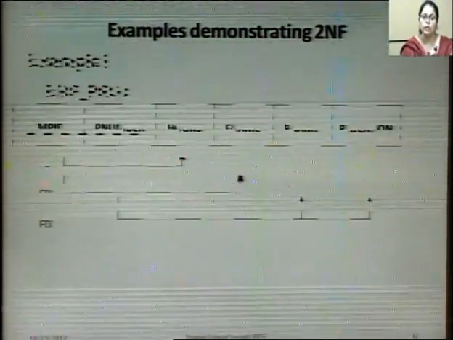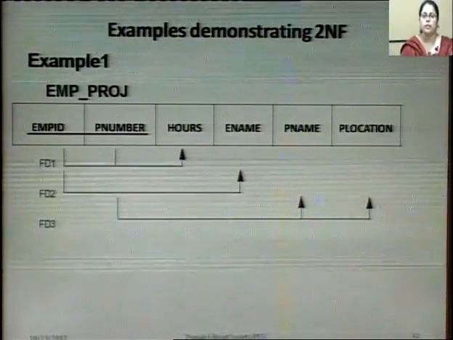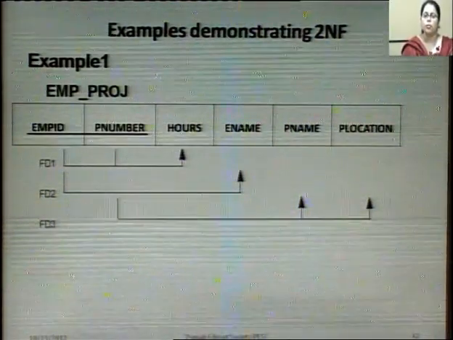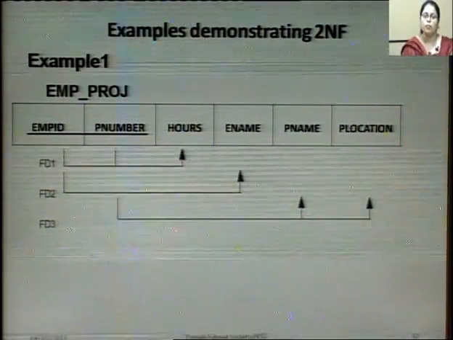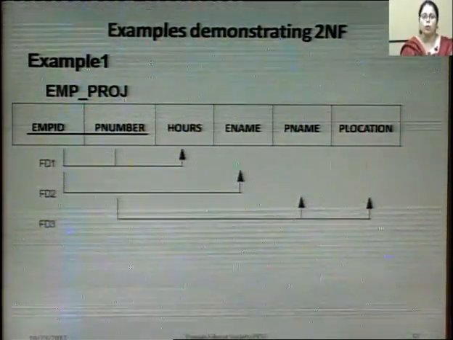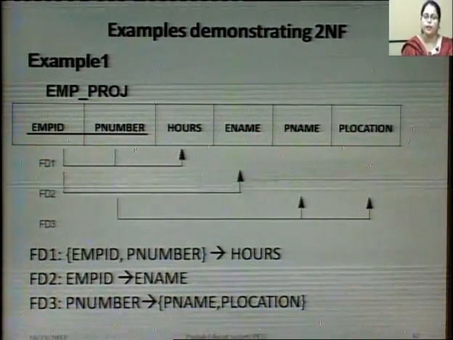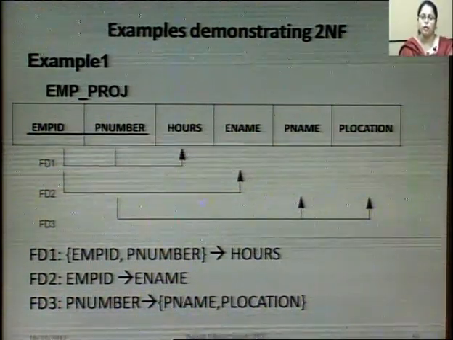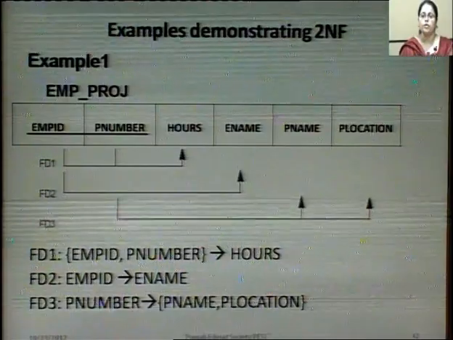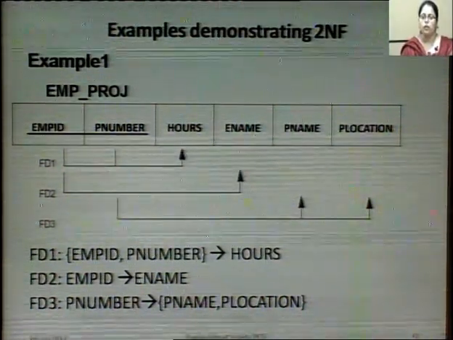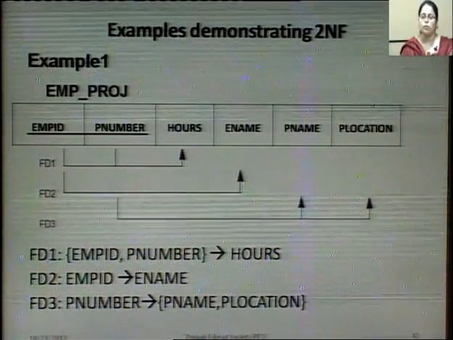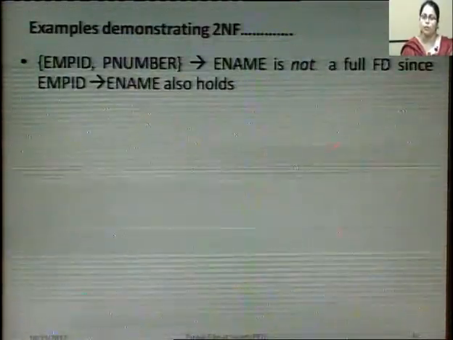There are some examples which will demonstrate the second normal form more clearly. First example, let's consider the relation EMP_PROJ storing the information about employees and the projects on which those employees work. The functional dependencies specified here are: employee ID and project number determine hours, employee ID determines employee name, and project number determines project name and project location.